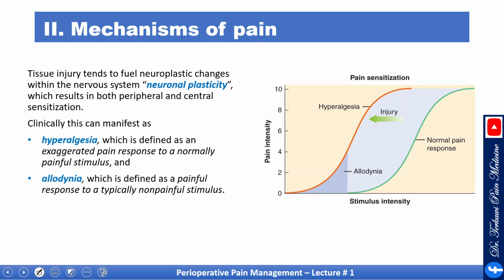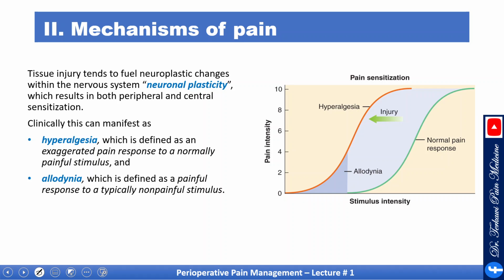An important concept here is that when you have a tissue injury, it tends to fuel neuroplastic changes within the nervous system. This is called neuronal plasticity, which results in both peripheral and central sensitization, clinically manifesting as hyperalgesia, which is defined as an exaggerated pain response to a normally painful stimulus.